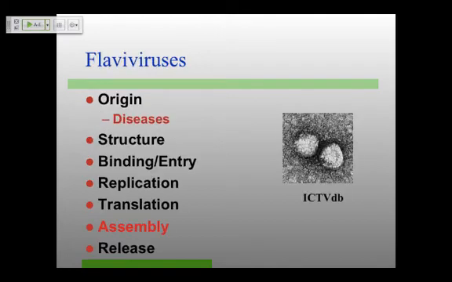Classic, again, breakdown here. Here's a cute little yellow fever virion over here. So we'll talk a little bit about origin and diseases. We could spend a really long time talking about diseases, and I'll try and get through this relatively quickly. Structure, binding and entry, again, because these are enveloped, this is a little bit different. Replication and translation are basically identical relative to the picornaviruses. And of course, assembly is going to be different because these are enveloped viruses in terms of how the virions are. And again, you can see the envelope around the outside here. It's not a nice icosahedrally symmetrical form here.